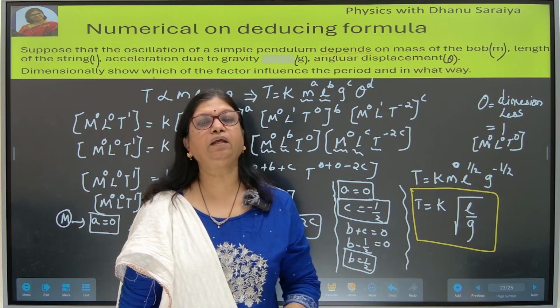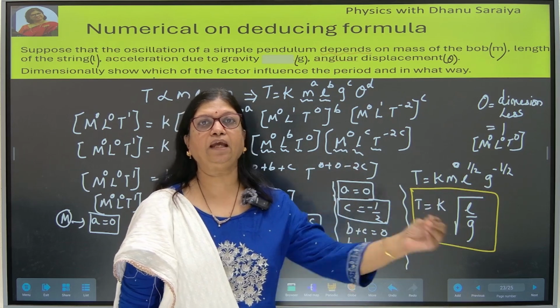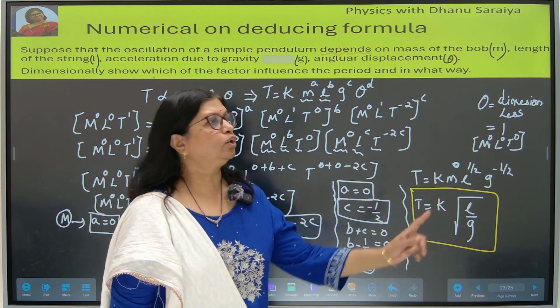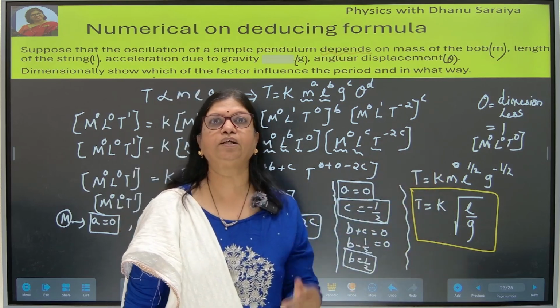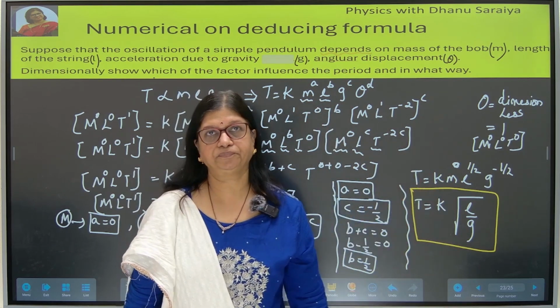Fine, they told me how the time period is related to M, L, G. To M it is not related. To L it is related with the power half, and to G it is related to the power negative half, which I have written here.